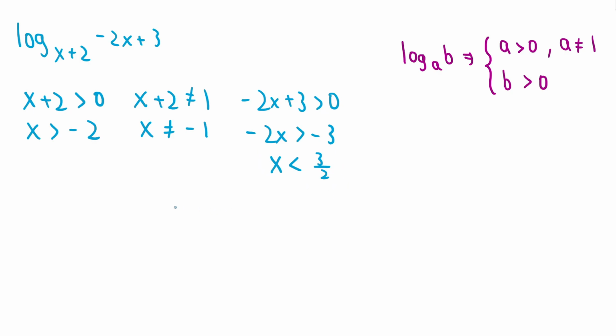So if we combine these inequalities together, we get negative 2 is less than x, which is less than 3 over 2, and x is not equal to negative 1. So basically, x has to be between negative 2 and 3 over 2, and also x is not equal to negative 1. And this is the range of values that x must take in order for this logarithm to be defined. In the next video, I will be going over the basic properties of logarithms and the problem types that can be solved using these properties.